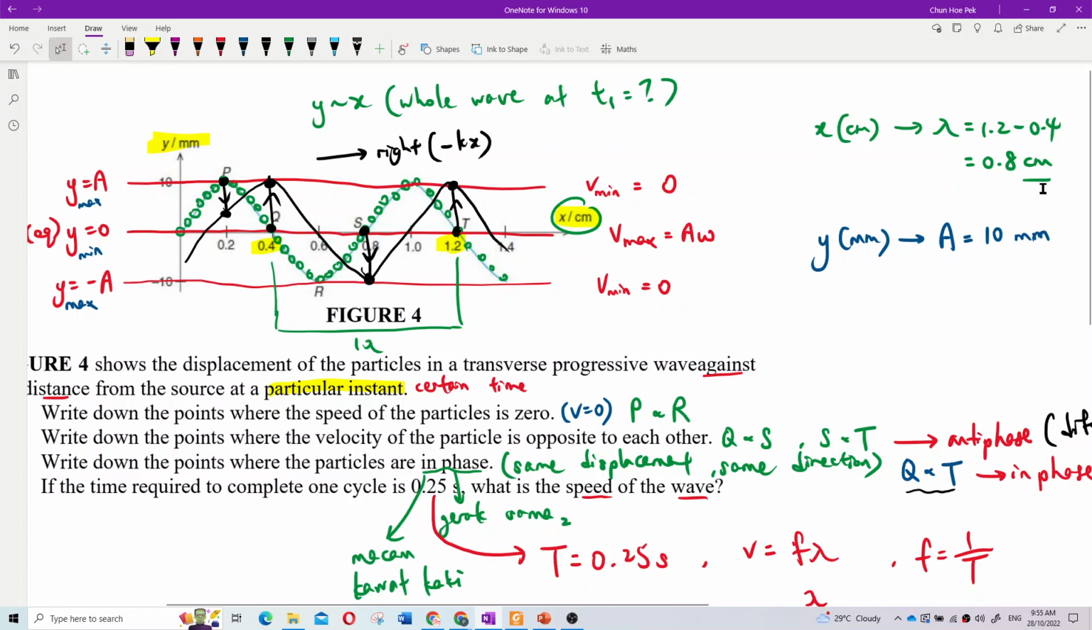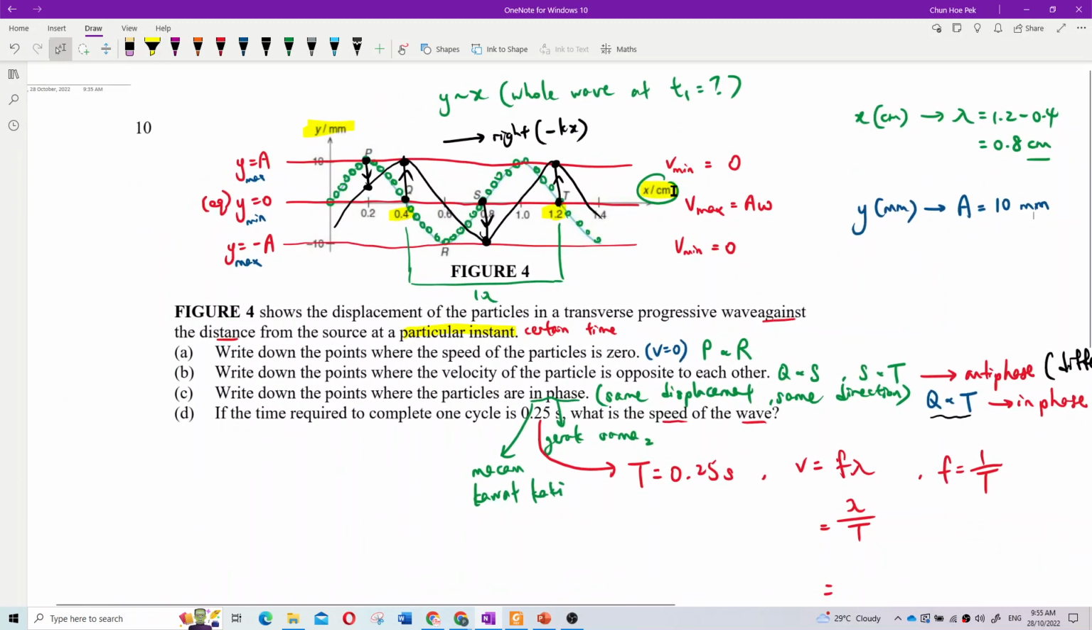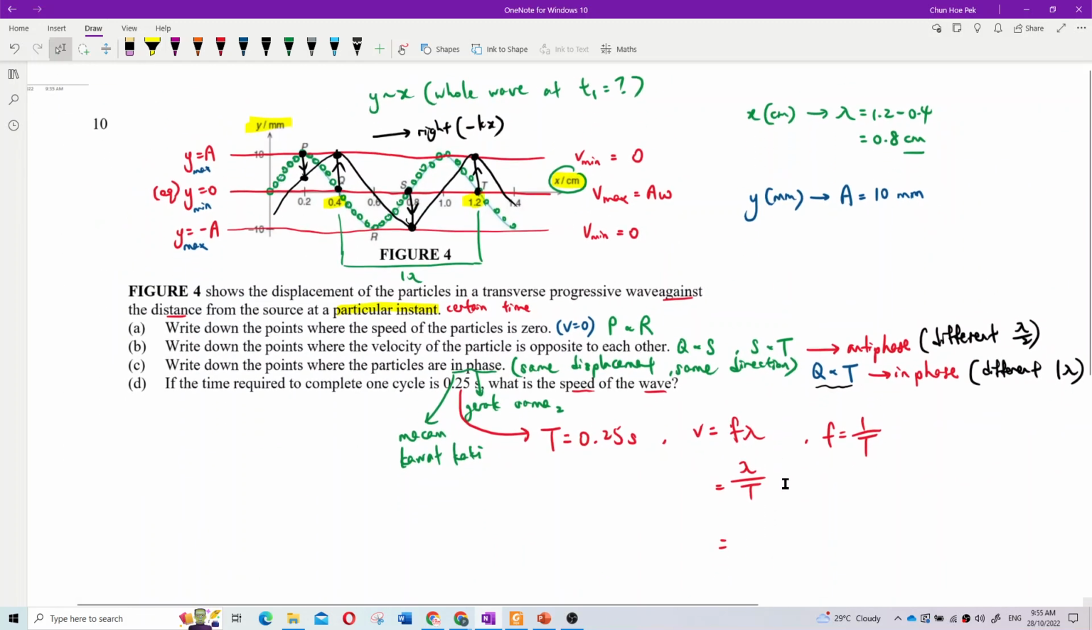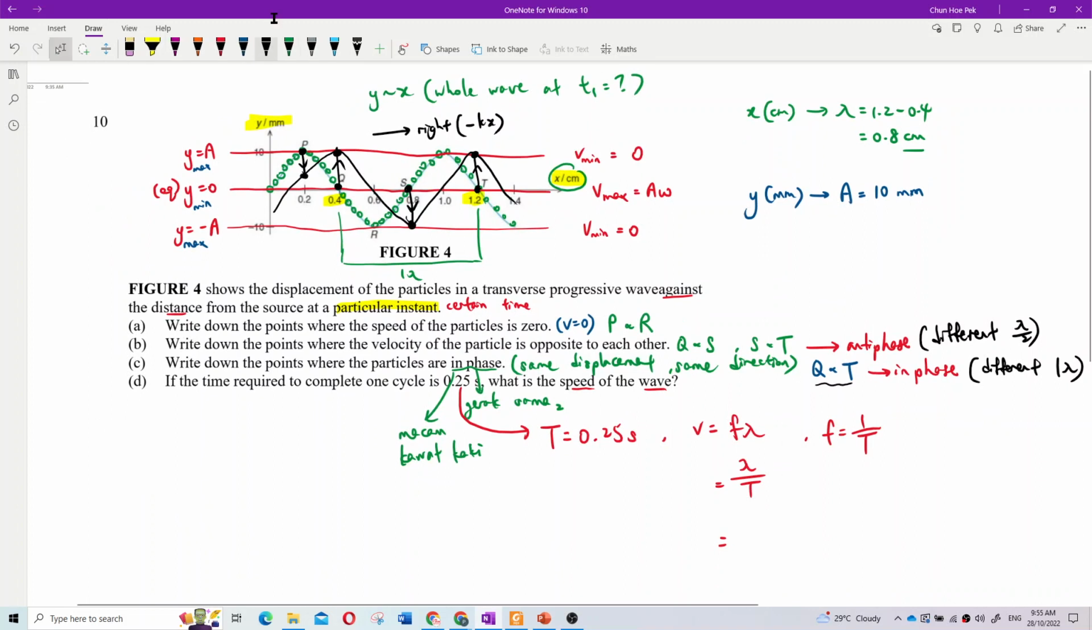So lambda is 0.8 centimeter. So be careful with the unit. Check the unit at the axis. Check the unit betul-betul. So it's 0.8 centimeter. It's not meter, it's centimeter. So lambda is 0.8 centimeter over period is 0.25 second. So what's the answer, class? 3.2 centimeter per second. Is that the answer?